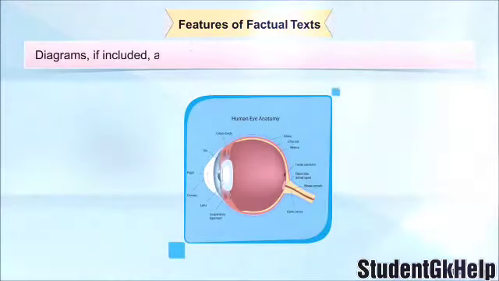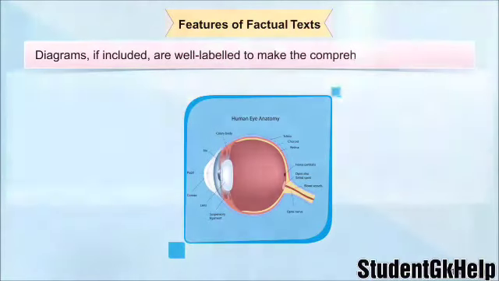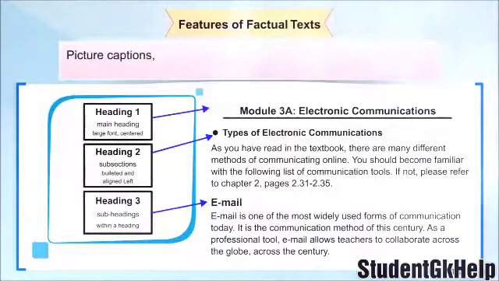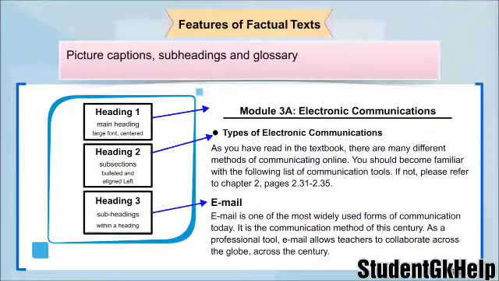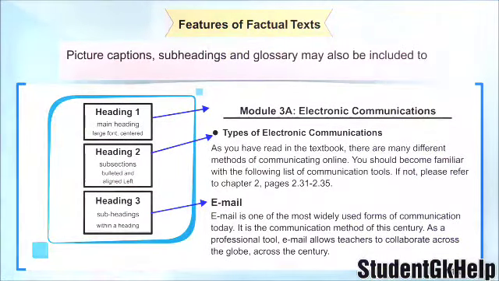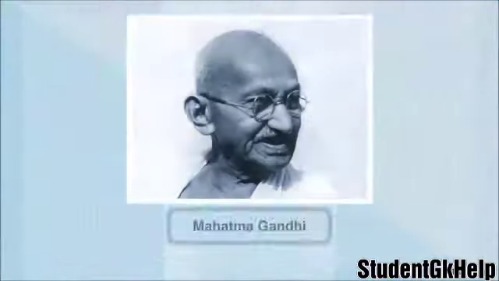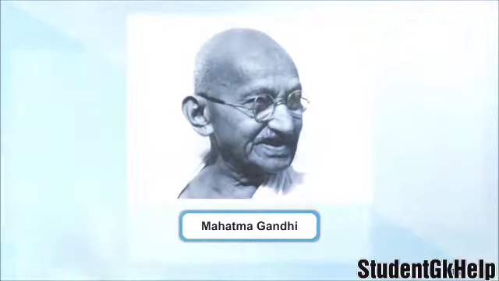Diagrams, if included, are well labeled to make the comprehension easier. Picture captions, subheadings, and glossary may also be included to make the comprehension easier. Now let's read a factual text about Mahatma Gandhi.